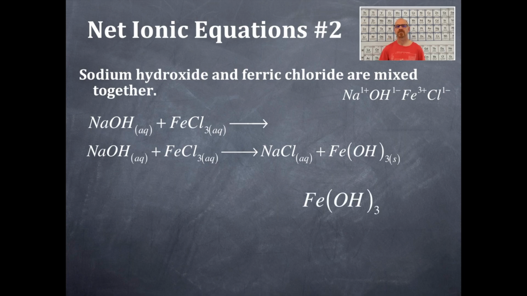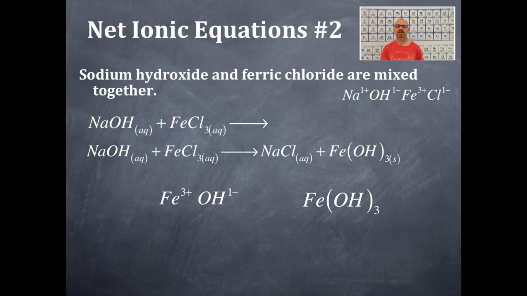That is the solid. Okay, now I'm going to ask myself, how did I get to ferric hydroxide? What did I use to acquire the ferric hydroxide? I used an iron that's a 3 plus charge and a hydroxide that's a 1 minus charge. So that's going to be on my reactant side.